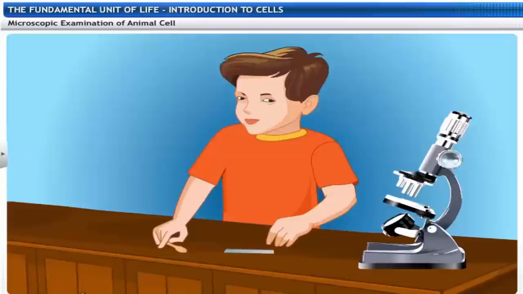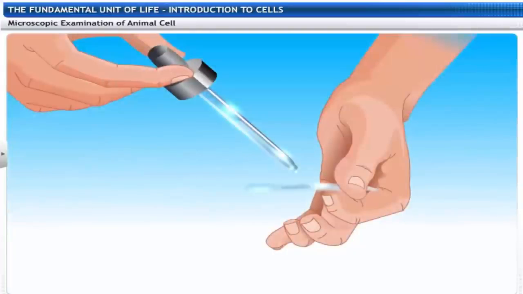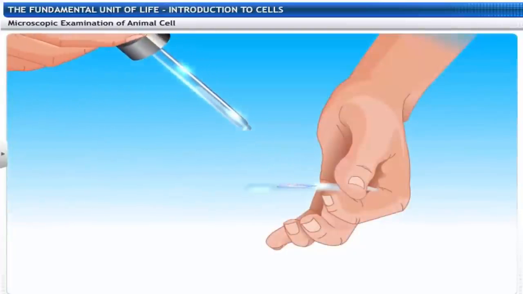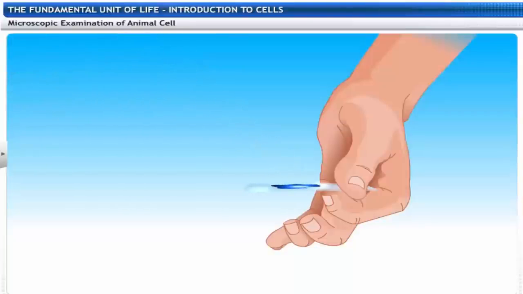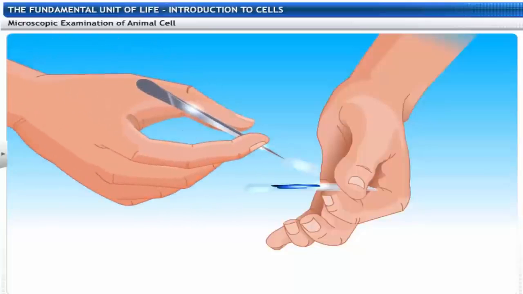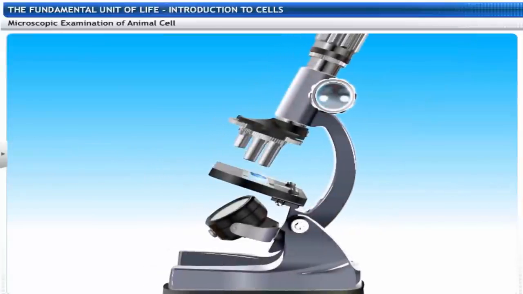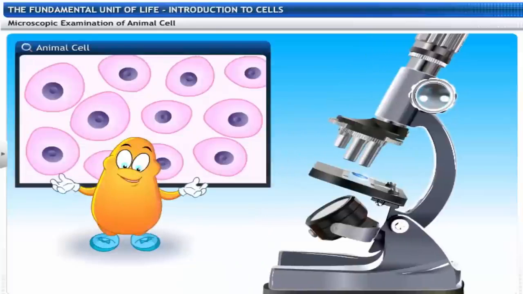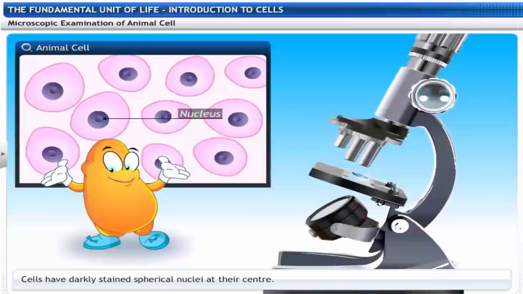We shall look at an animal cell now. Let's begin with an ice cream spoon. Scrape the inside of your cheek using this spoon. Spread the collected mass in a drop of water on a glass slide. Add a drop of methylene blue. Place a cover slip on it. Now let's observe the cells under the microscope. Look! These cells have darkly stained spherical nuclei at their center.